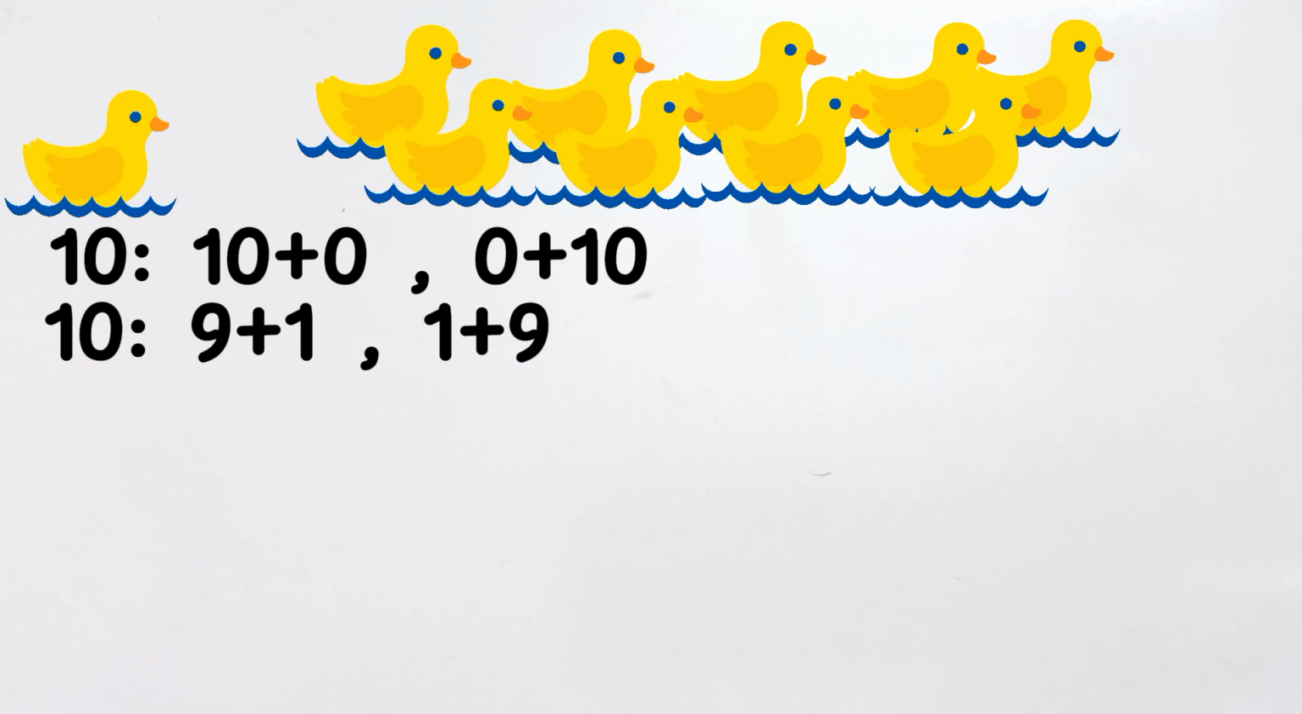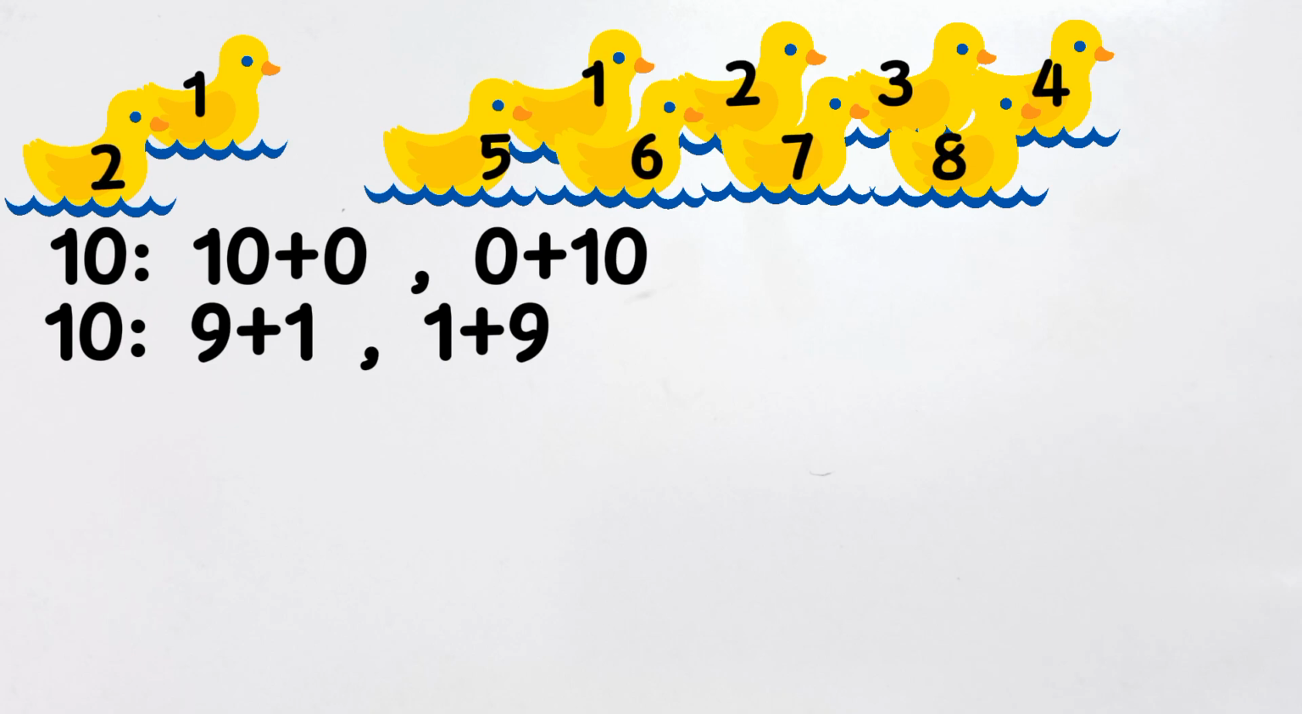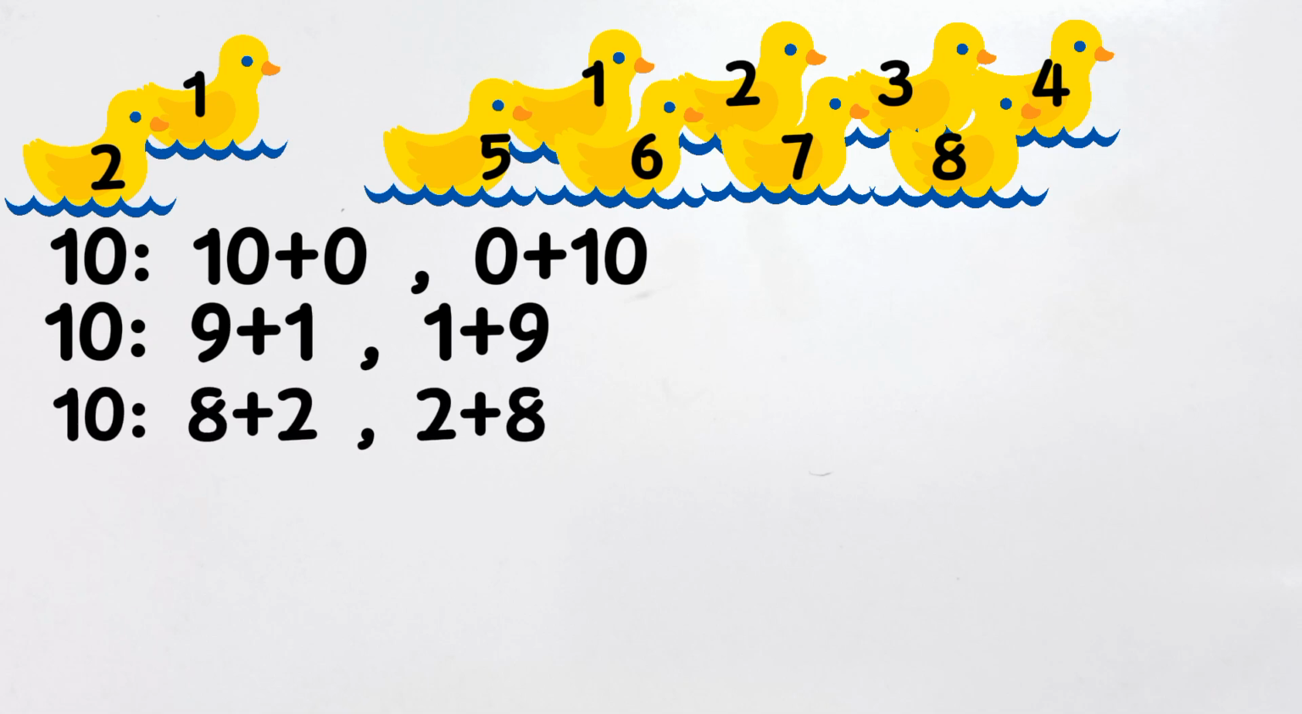Now another duckling joins the first drifter, and they have a company of 2. There are 8 ducklings left behind. Now there are 2 groups of 8 ducklings and 2 ducklings. This gives us two number bonds or addition pairs of 10, 8 plus 2 and 2 plus 8.